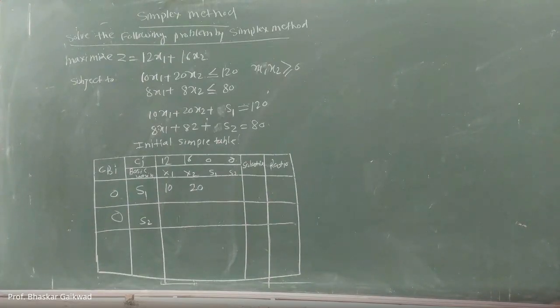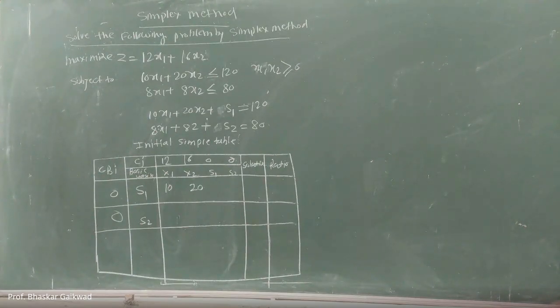Earlier we went through the graphical methods. Now it is the simplex method. The problem is given. Here you have to add two slack variables. If decision variables are two, you can add two slack variables. If three, you can add three slack or surplus variables.